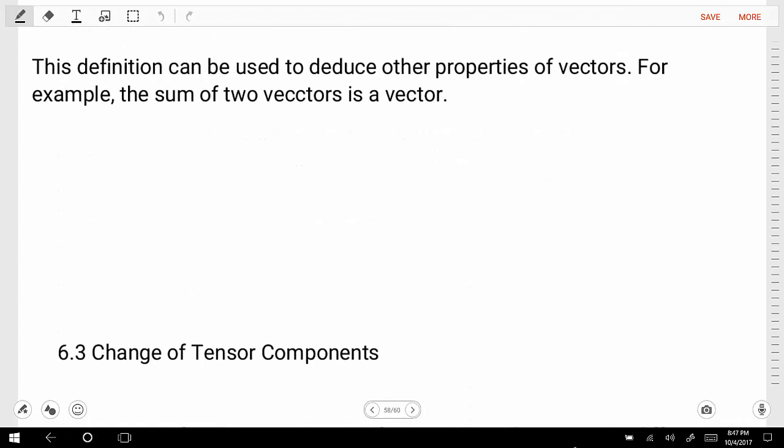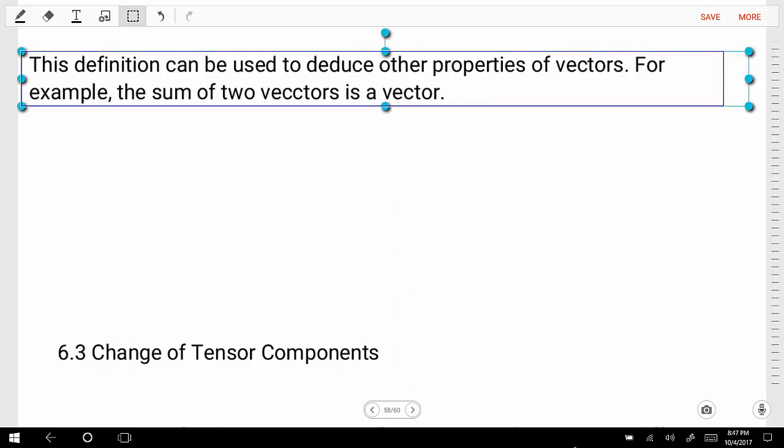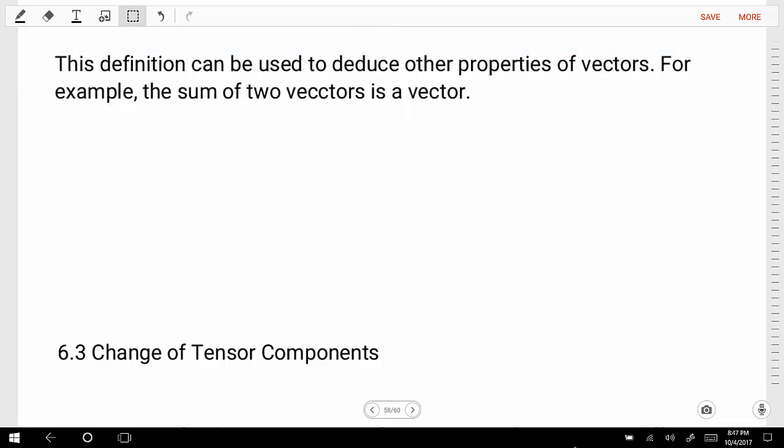So this definition can be used to deduce other properties of vectors. If we introduce our base vectors into the original rules we learned in chapter 1 for vectors, we'll find certain true properties. So for instance, say we have two vectors, ui prime and vi prime. We're adding those vectors together to find a new vector that is the sum of those two, ti prime. So we're adding these vectors to find the other side of the triangle from our parallelogram, or the triangle rule, right?